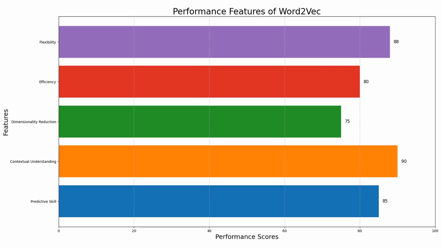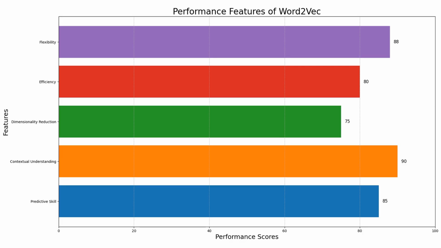The displayed chart is a horizontal bar plot titled Performance Features of Word-to-Vec. Here, it quantifies 5 features with performance scores on a scale from 0 to 100. Predictive skill at 85, contextual understanding leading the charge at 90, dimensionality reduction at 75, efficiency at 80, and flexibility ringing in at 88. Let's dive into these results a bit.